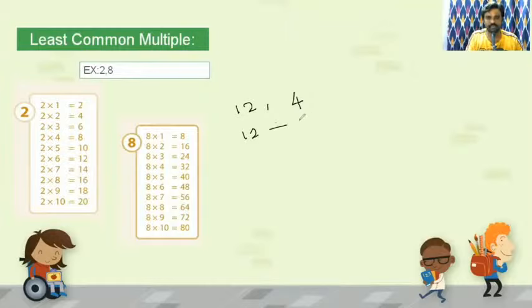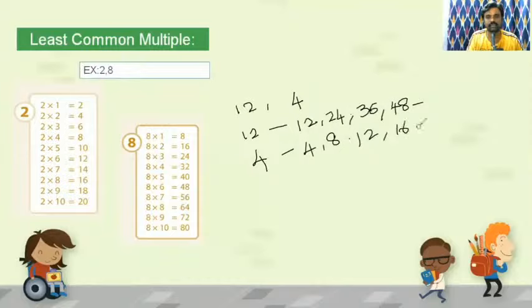I'm writing the multiples of 12. 12, 24, and 12 threes are 36, and 12 fours are 48, and so on. I'm writing here multiples of 4: 4 threes are 12, and 4 fours are 16, and so on, and 4 fives are 20, and 4 sixes are 24, and so on. Here I have written some of the multiples.